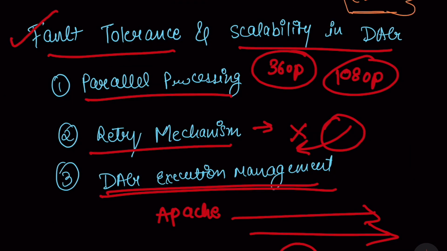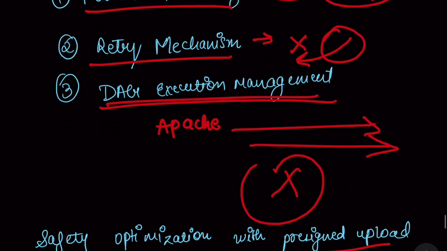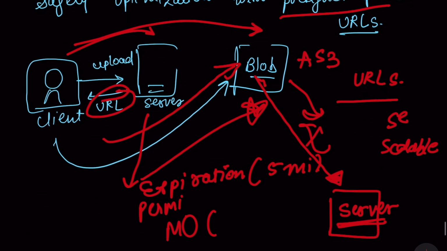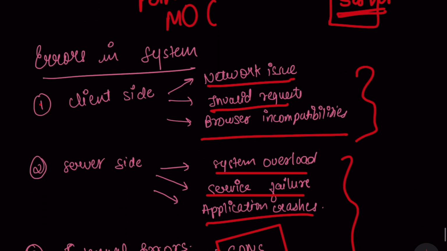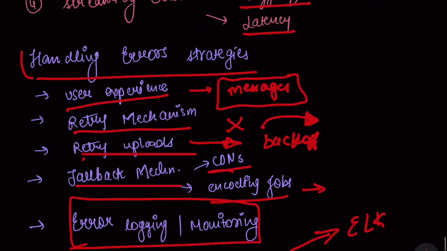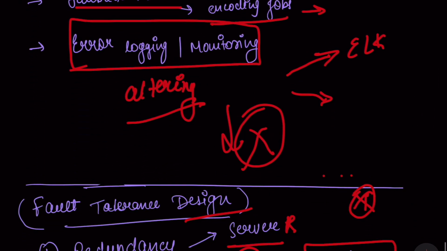Then we went with fault tolerance and scalability. So the failover mechanism, and safety optimizations with pre-signed upload URLs. Then what the errors in a system like YouTube are going to be, and how we can handle these errors gracefully. We also talked about that.